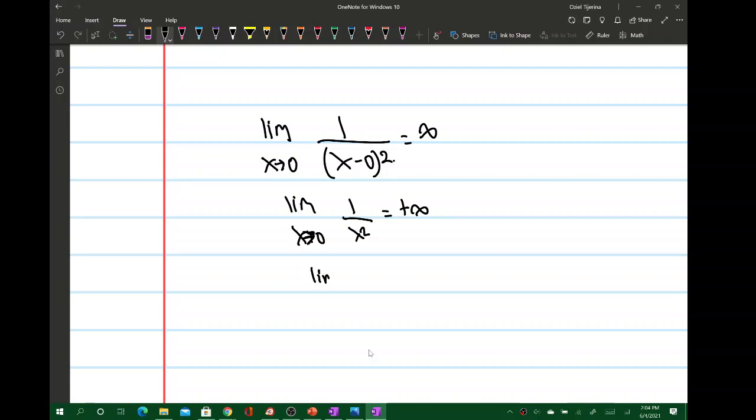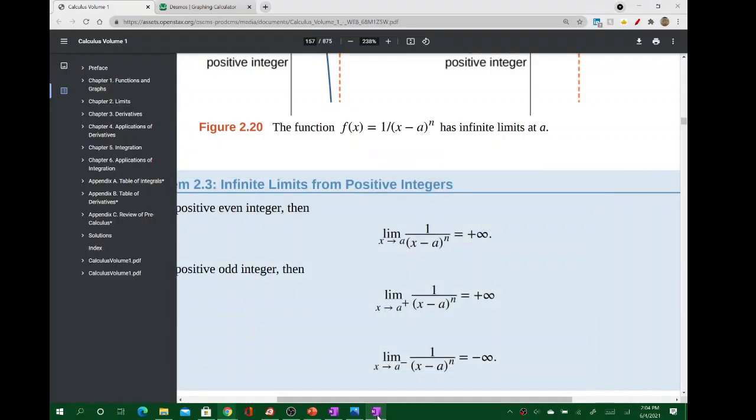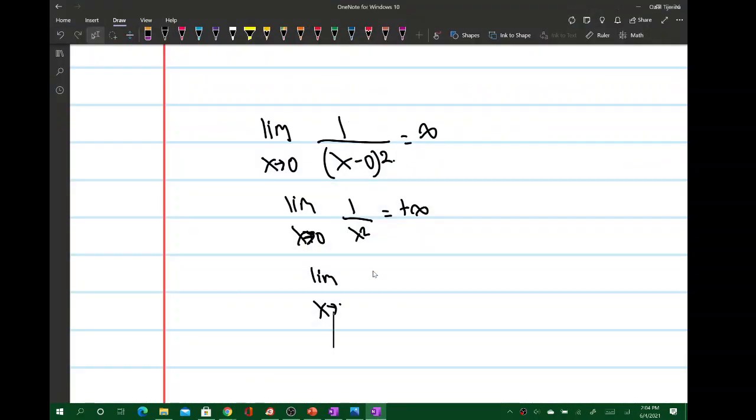If I say the limit as x approaches 3, what would it be? I'm trying to think, actually. Hold on. As x approaches 3 of 1 over (x minus 3) squared, that would just be positive infinity.